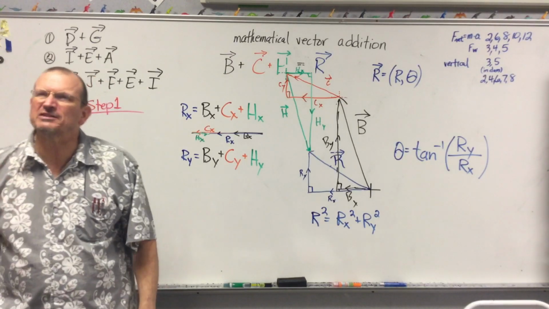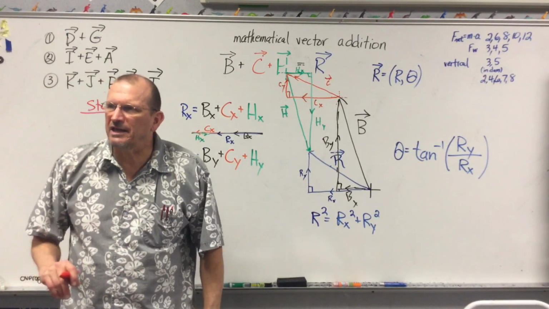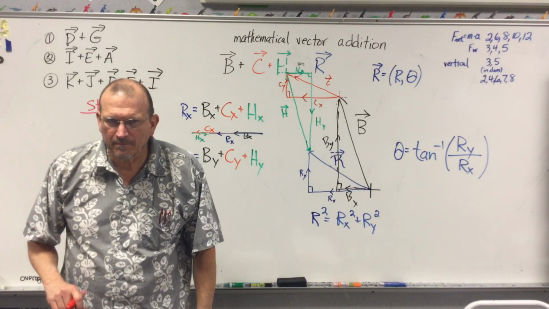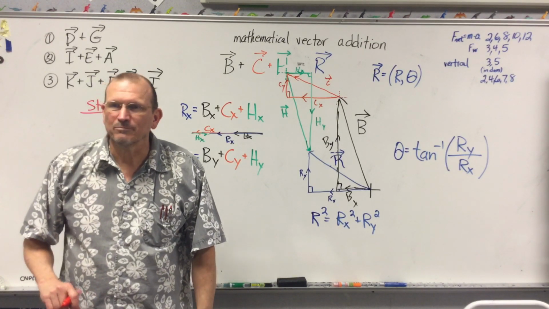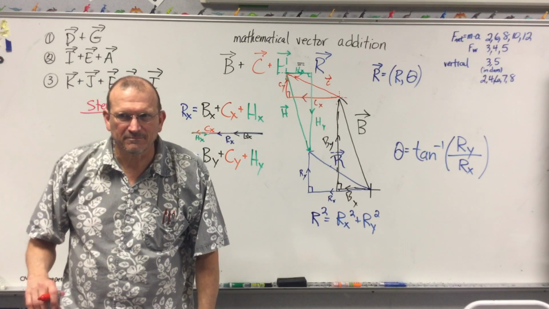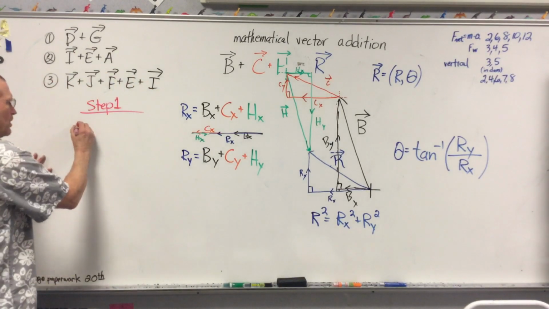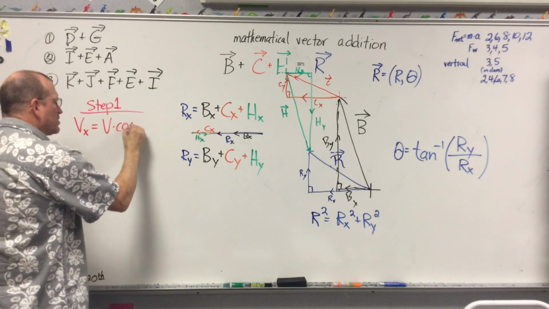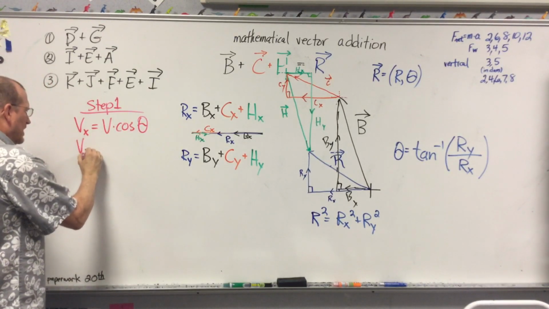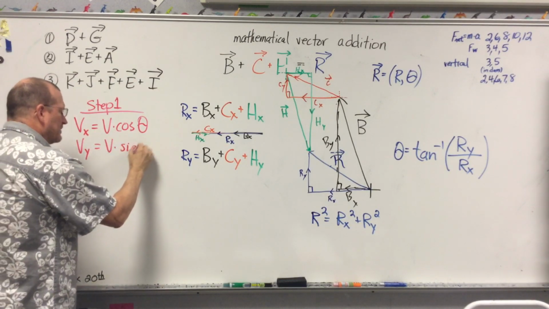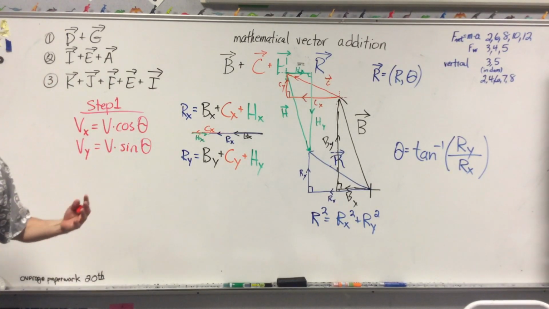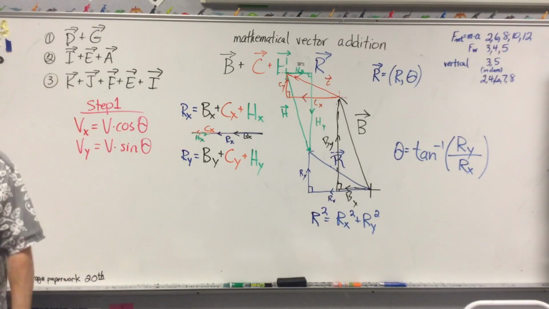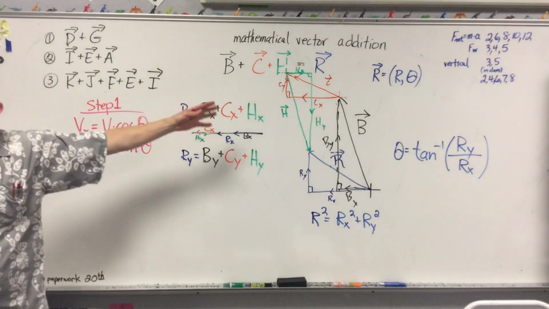Now, let me rephrase this way. Prove to me you know how to get the x component of a vector in one word. Cosine. Prove that to me for your vertical component. Sine. So step one, we find Vx, which is V times cosine theta, and Vy, which is V times sine theta. And remember, V is just a generic vector. That's the first step. You had already done that. That's what I asked you to have done by today. Now we come to what we're doing today.